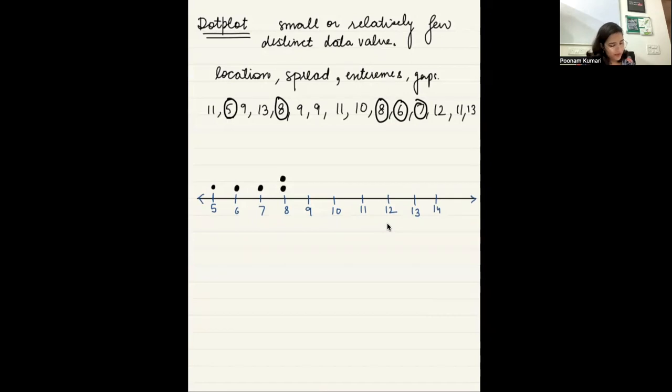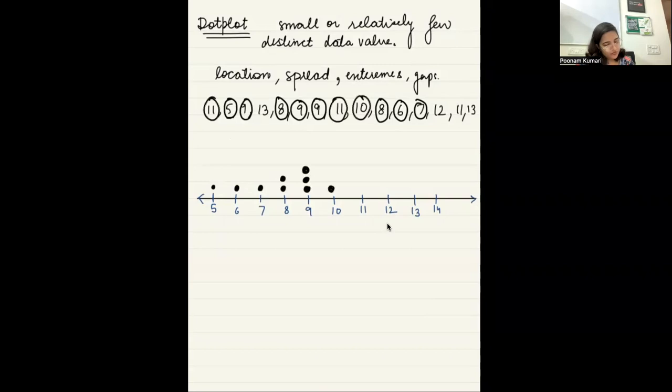All right. Now we have 9. There are three 9s, right? So you put one dot here, another dot on top of it, and then another dot on top of it. Three dots. Then we have a 10. We only have a single 10, so we'll put it here. And then we have 11. How many times?